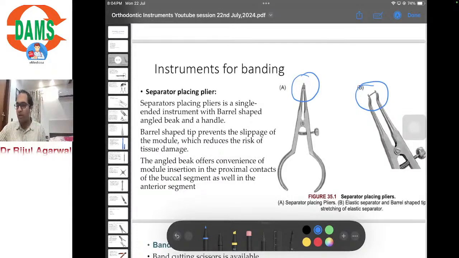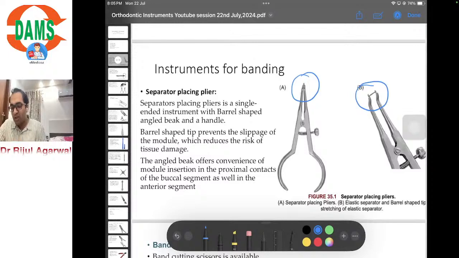We all know what is a separator. So separators are the dumbbell shaped rubber elastics which we place interproximally between the teeth prior to banding so as to create space for the band to easily slide through it. So this is a separator placing plier. Its tip is a barrel shaped angled beak with a handle.